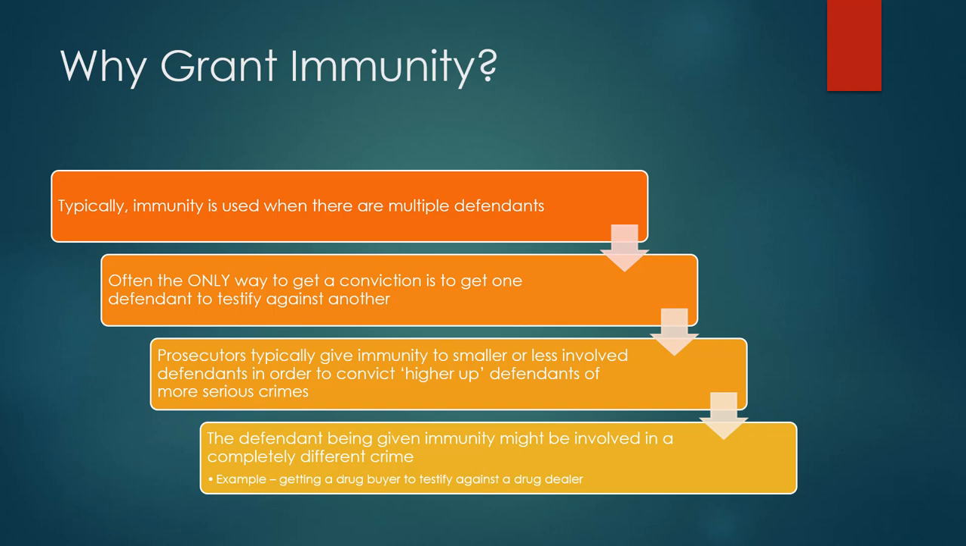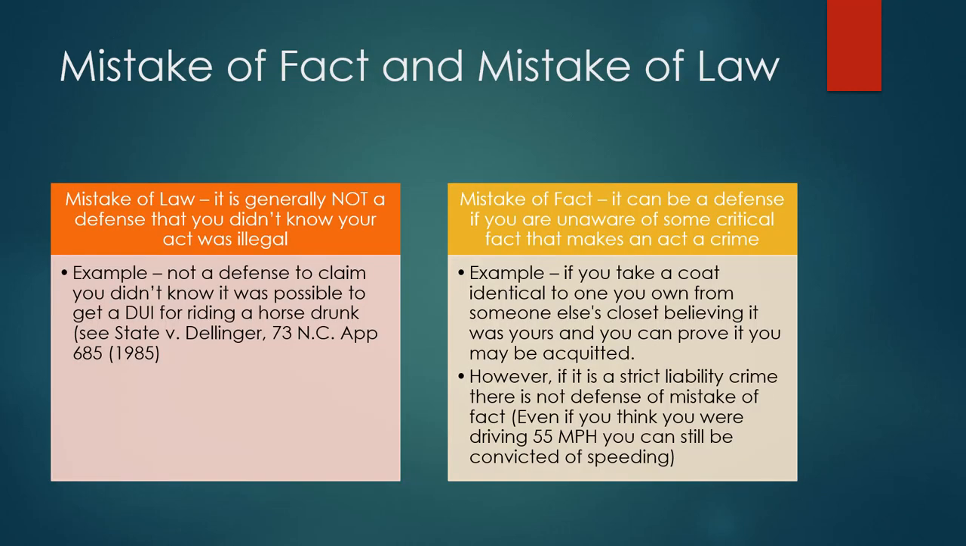All right, what's another thing we can talk about? Let's talk about mistake of fact and mistake of law. Mistake of law is generally not a defense. So let's suppose in North Carolina, this is a case I found, State versus Dellinger. Let's suppose that you are drunk and you say, well, I need to get over here. It's several miles. I don't want to drive drunk, but I've got a horse. It's not a crime to ride a horse if I'm drunk. I mean, what am I going to do? I'm not going to run somebody off the road. So you get on your horse, you're drunk, and you get caught by the police.